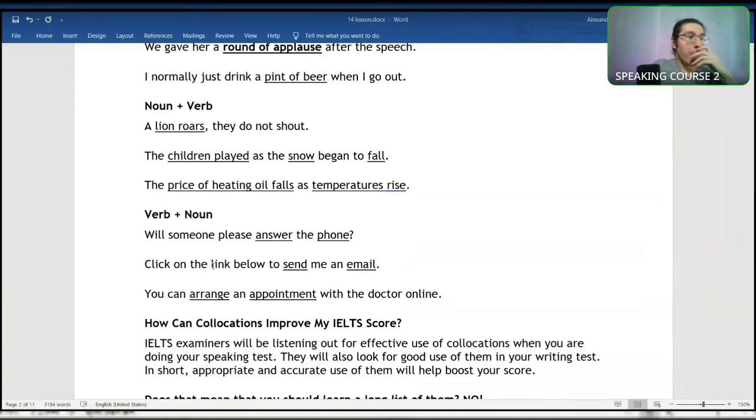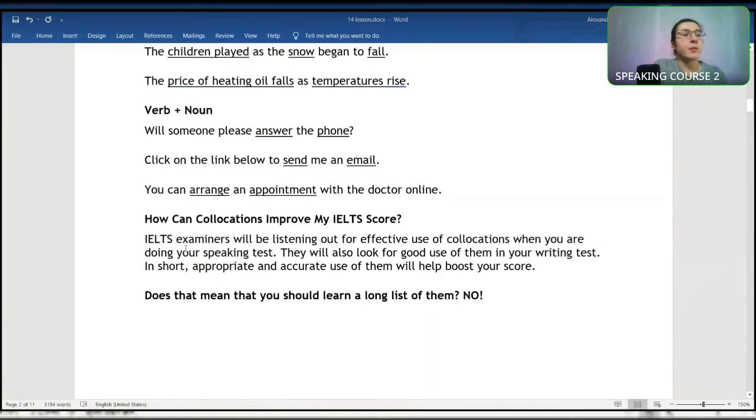IELTS examiners will be listening out for effective use of collocations when you're doing your speaking test. They will also look for good use of them in your writing test. In short, appropriate and accurate use of them will boost your score. Appropriate and accurate.